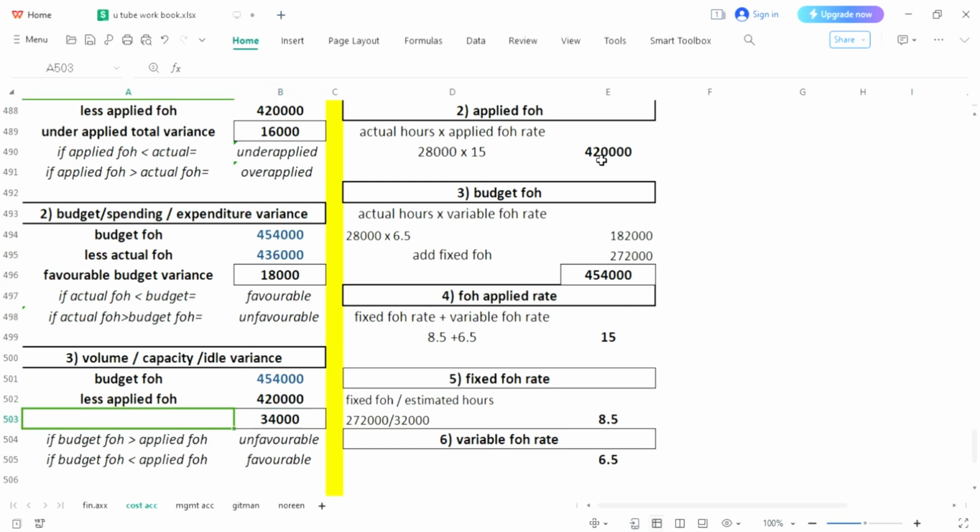It's time to conclude by putting your attention upon budget. Budget was 4,5, applied was 4,2. It means budget is more. When you are arranging more, it would go unfavorable for you, and we have calculated volume variance. So unfavorable volume variance 34,000, second last answer.